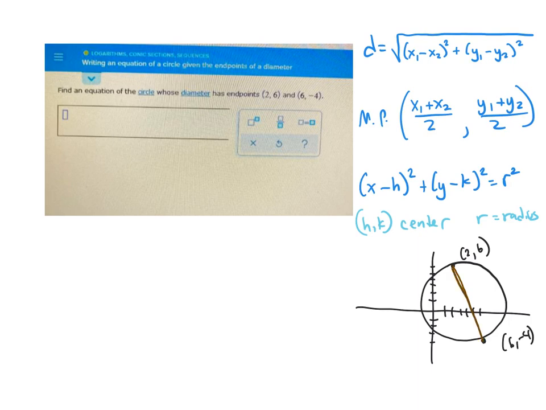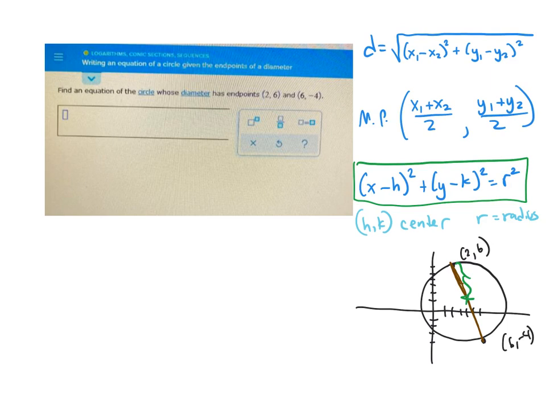So I need two things about this. One thing I'll need to know is where the center of the circle is. If this is my diameter, the center is going to be in the middle of that diameter segment. I'm also going to need to know what the radius is, which is from that center to the edge. So once I find my center, I can find the distance from that center to the edge of the circle. Once I have those two things, I can plug into my equation and get my circle equation.